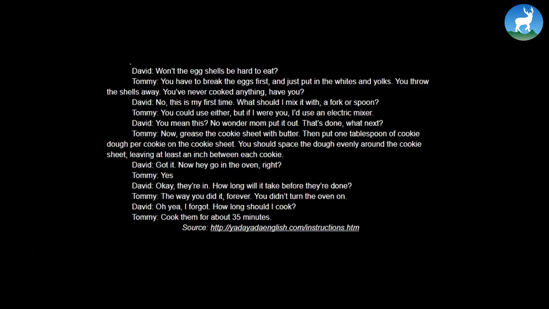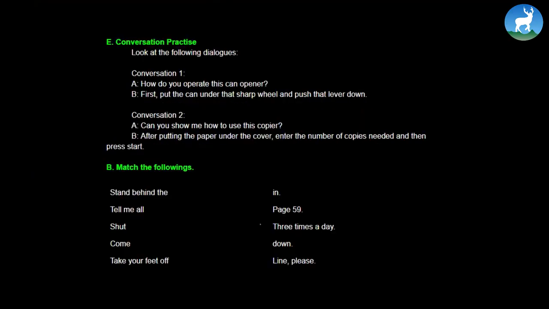Now here is the source the book has mentioned, from where this is extracted. This is about how to make a cookie. What we have to understand here is that the instruction has been given on how to make a cookie. Now let's move further. We just follow this conversation right now.